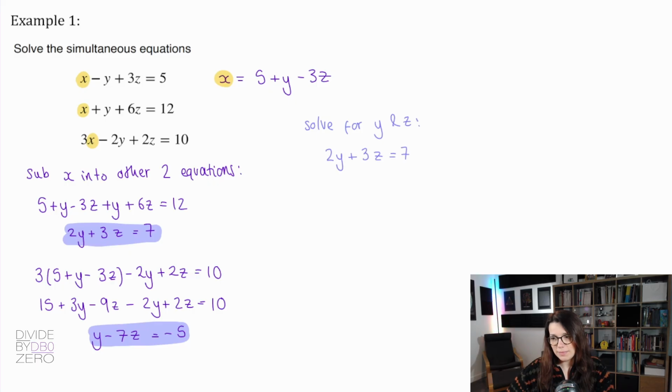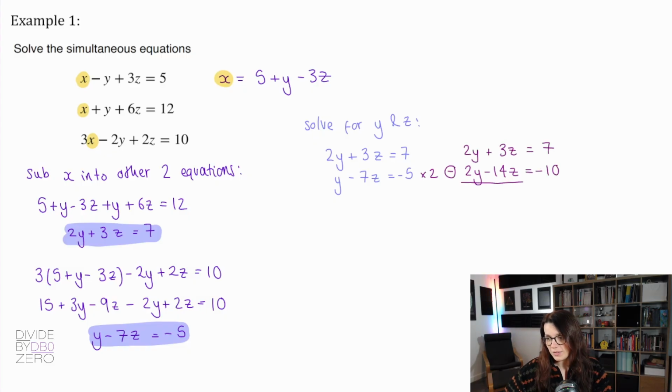So you can line them up on top of each other and then do your preferred method for simultaneous equations here. For this one, I would probably times the second one by 2 to make it 2y minus 14z equals negative 10. And then stick the other one on top again and then subtract the two equations from each other. Because the y's match, they'll be eliminated. And you get 17z equals 17, therefore z equals 1, and that's one of our final answers.